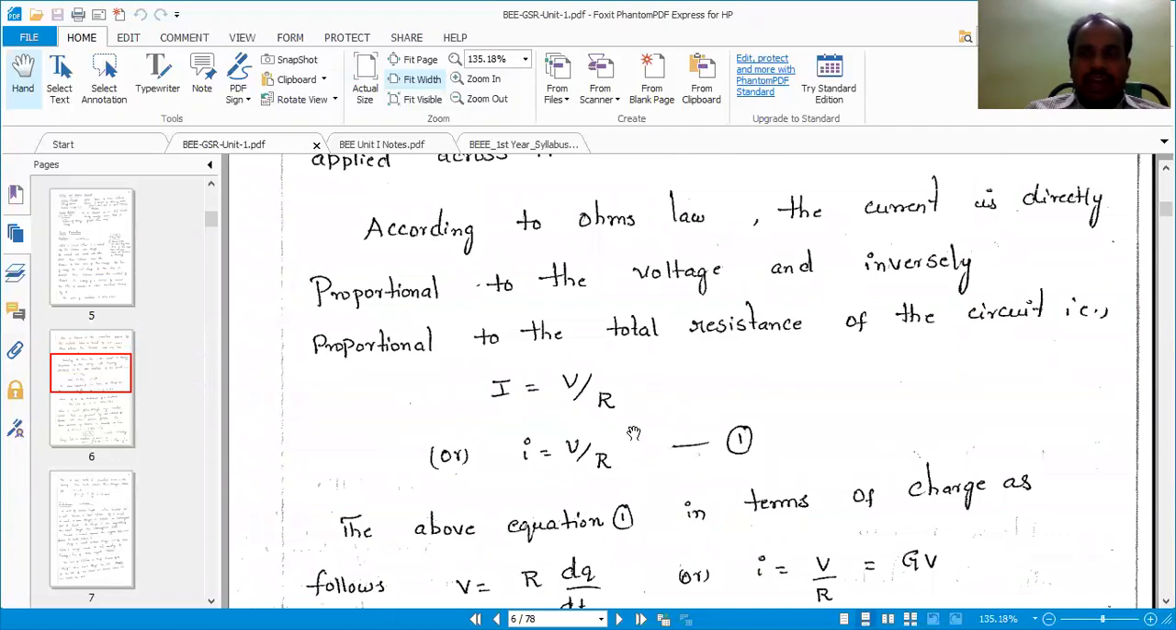According to Ohm's law, current is directly proportional to the voltage. I is proportional to V. I equals V by R. The 1 by R is called the conductance.